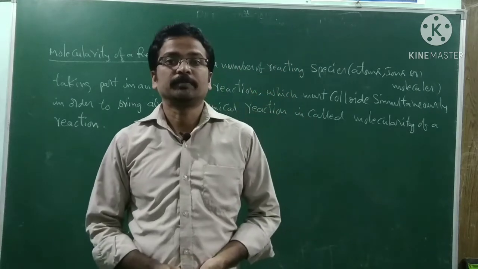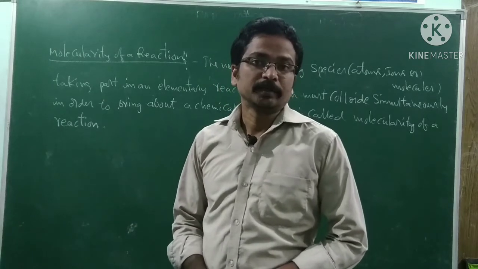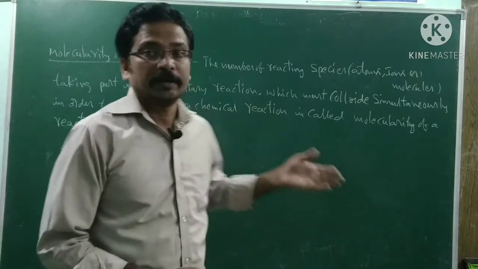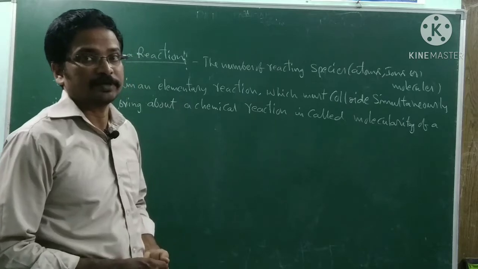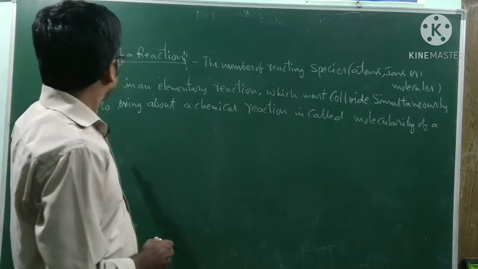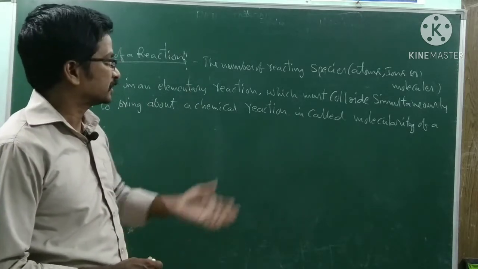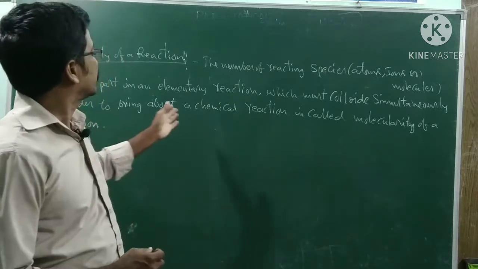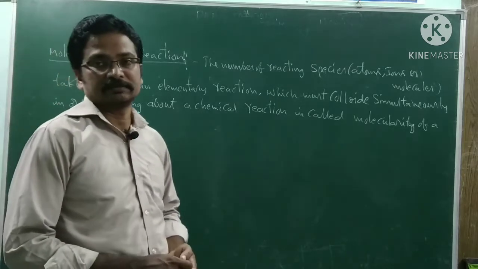Today's class is about the molecularity of a chemical reaction. What is the meaning of molecularity? Molecularity means, the definition itself says, the number of reacting species, atoms, ions or molecules taking part in an elementary reaction which must collide simultaneously in order to bring about a chemical reaction is called the molecularity of the reaction.